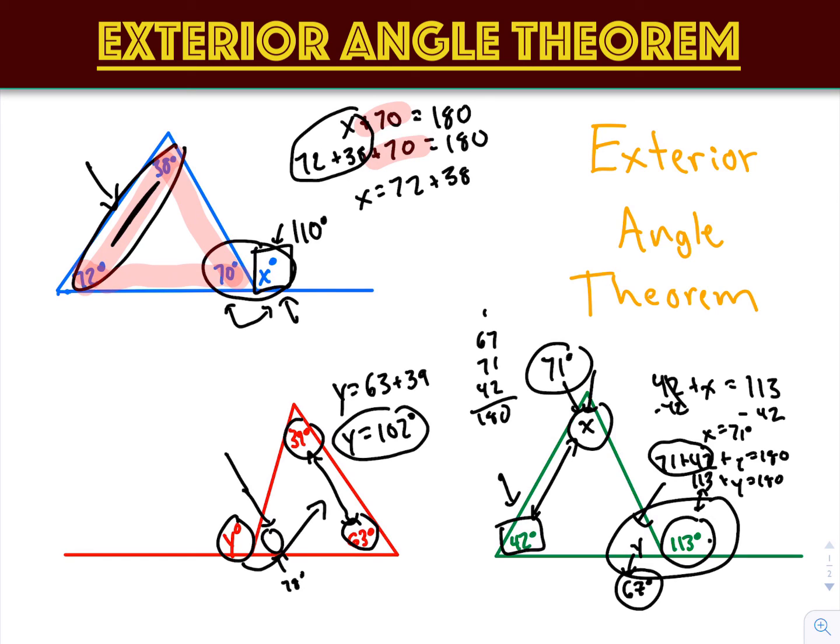So that's how the exterior angle theorem works. Again, the outside angle, in this case x in the blue triangle, equals the two interior angles opposite of it. Thanks so much for watching. Hopefully this serves as a solid foundation for how to utilize the exterior angle theorem.